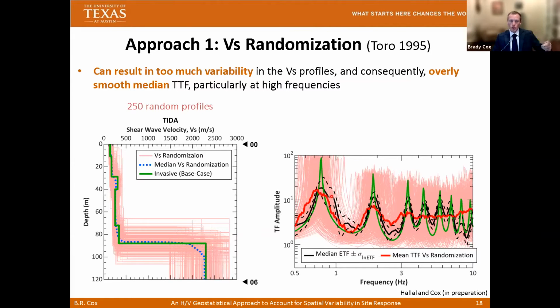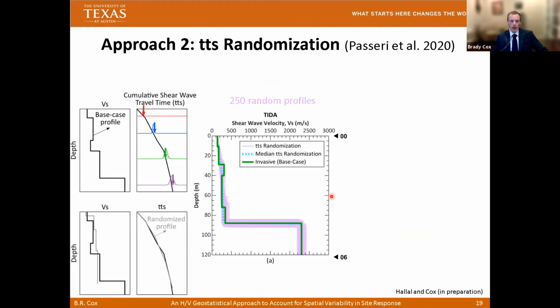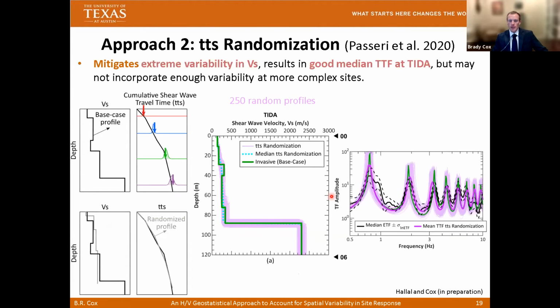So we applied shear wave velocity randomization at Treasure Island. We also used travel time randomization. And again, I'm running low on time, so I won't show you all of the details, but the travel time randomization worked quite well. It didn't overdamp the high frequencies, and it brought down the amplitude, the peaks in the theoretical transfer functions. In fact, some might say that it doesn't give you enough variability if you use the recommended parameters for the randomization, but it performed very well at Treasure Island.